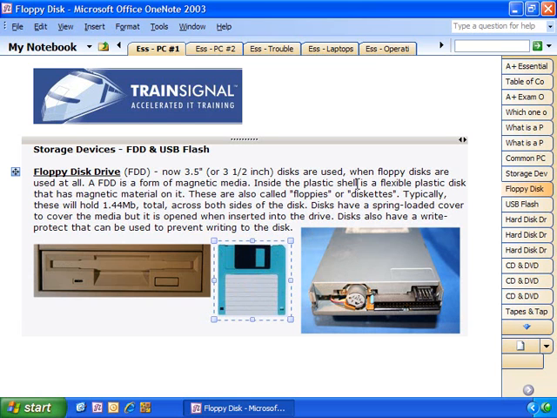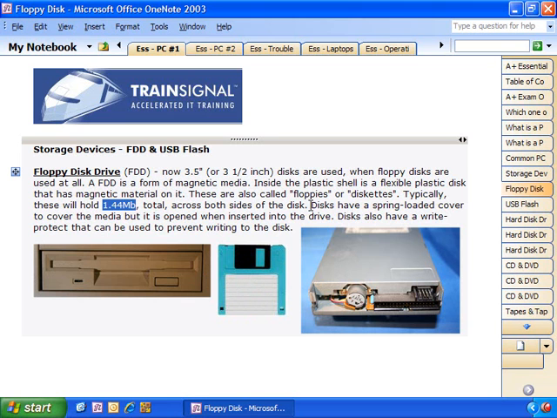Now, today, floppy disks aren't as popular as they used to be. In fact, many new computers aren't coming with floppy drives at all. But these flexible plastic disks have a small flexible plastic disc inside that holds magnetic material on it. People also call them floppies or diskettes. Now typically these hold 1.4 megabytes total across both sides of the disk. So that's 720 on each side. The disk drive has to access each side of this disk.